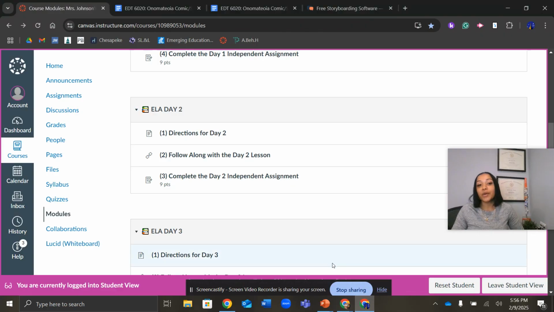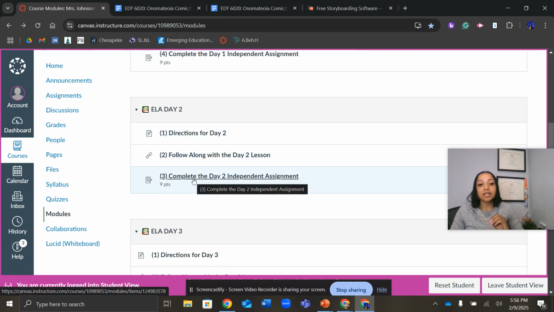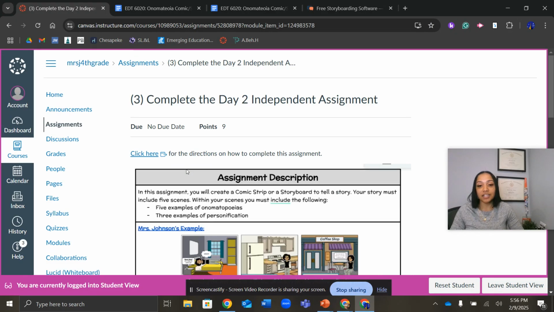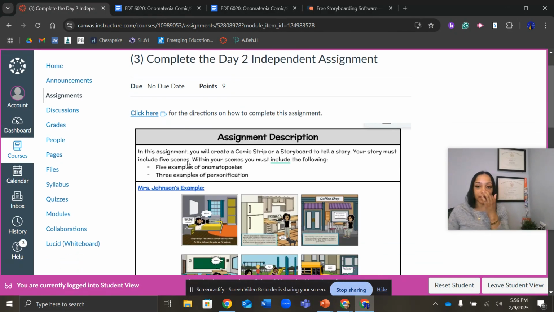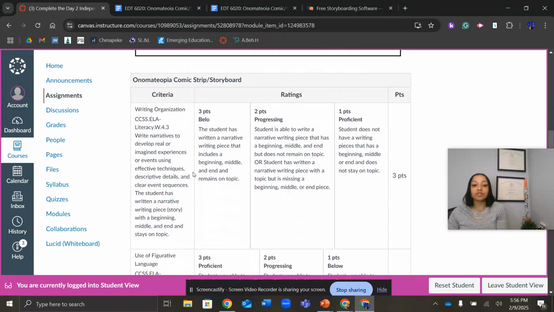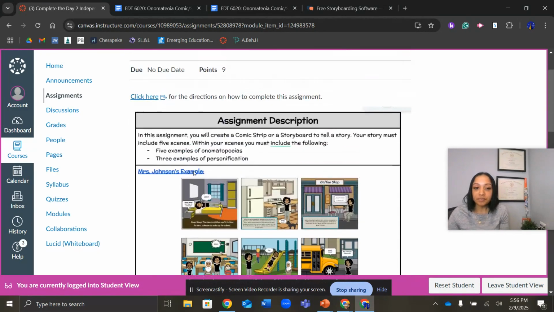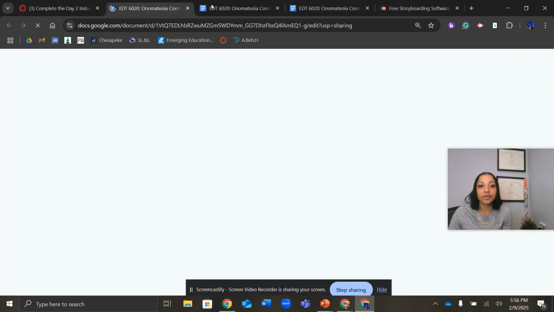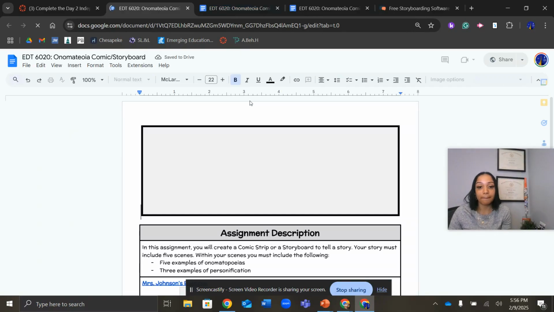And now you're going to go into Canvas. So go ahead and click on ELA Day 2. Mind you, mine looks a little bit different because I'm looking at the teacher version of this, but it looks pretty similar on your screen. Go to the number 3 step, complete the Day 2 assignment, and then you will see the directions. So you have a mini example of the directions here included. If you scroll down, you'll see your rubric. But what I want you to do is click here for the exact directions of the assignment.